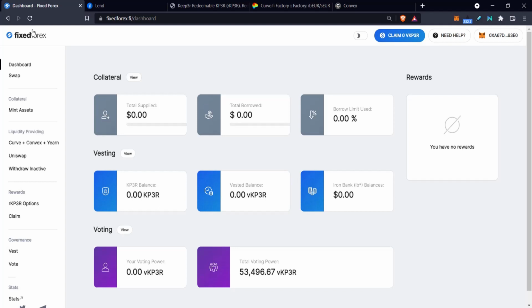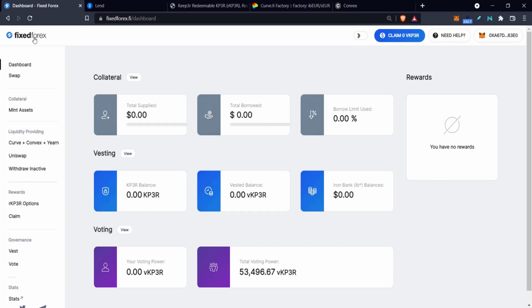Today we're going to take a quick look at Fixed Forex. Now, what is Fixed Forex? Fixed Forex is a protocol that's attempting to allow people to swap between different currencies, like the euro, the Japanese yen, and the United States dollar, with zero slippage and zero fees. In order to do this, they need to make some very, very deep liquidity and so forth.